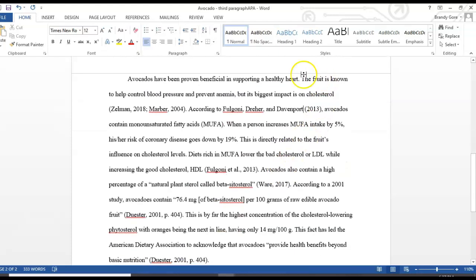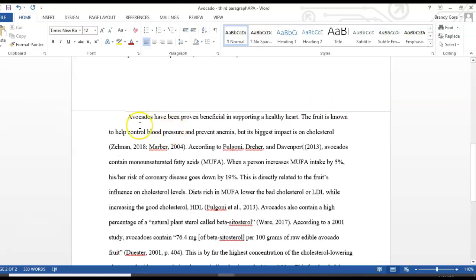So here we go. The fruit is known to help control blood pressure and prevent anemia, but its biggest impact is on cholesterol. Okay, so blood pressure and anemia come from these sources. Zellman had to do with blood pressure. Marber had to do with anemia.